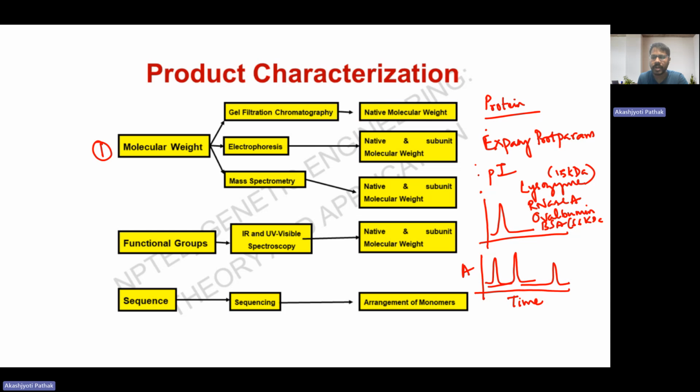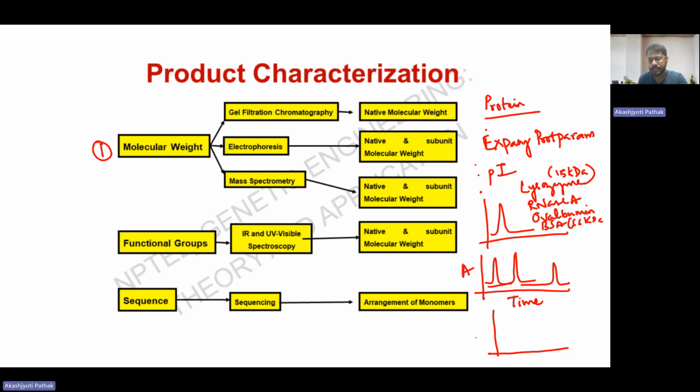So for each of these proteins, you know the molecular weight, and you have calculated the time at which these proteins are getting eluted. So now you can draw a standard curve. How will you draw a standard curve? Now you have two pieces of information: the time at which different molecular weights are getting eluted.